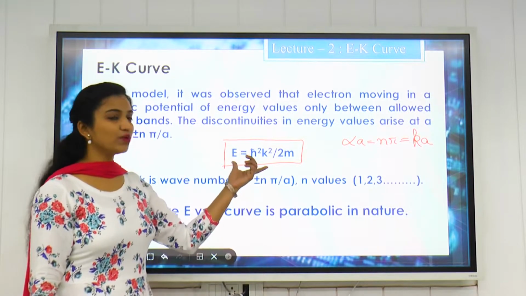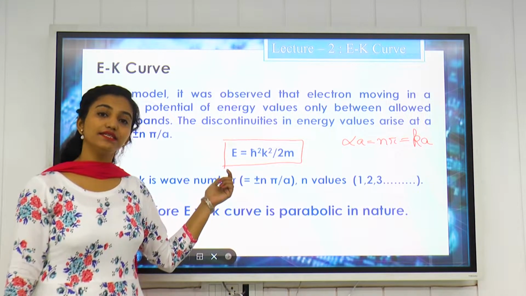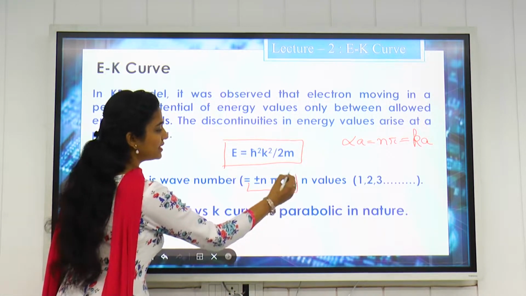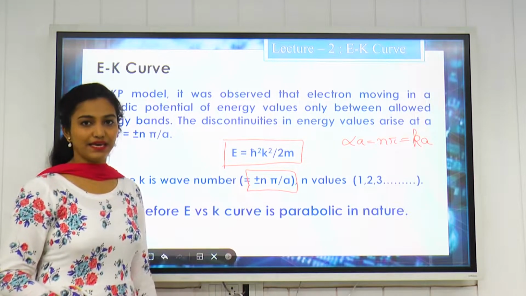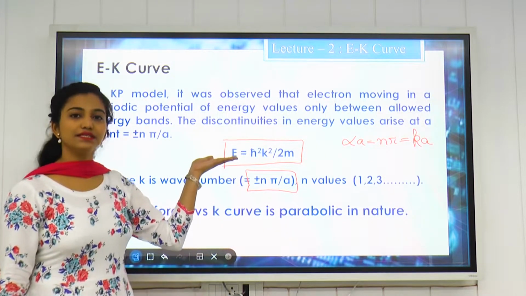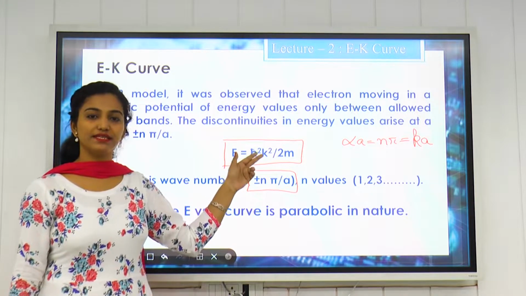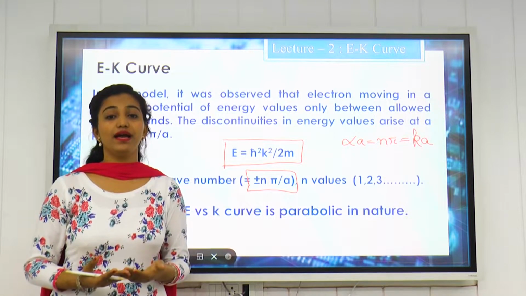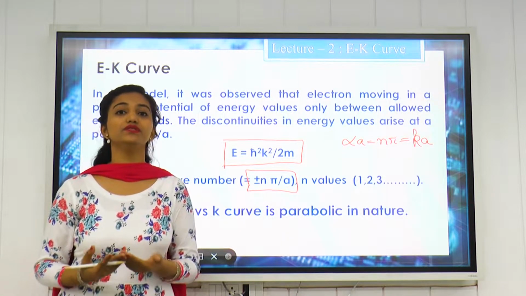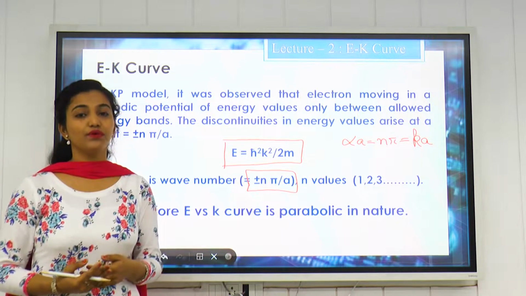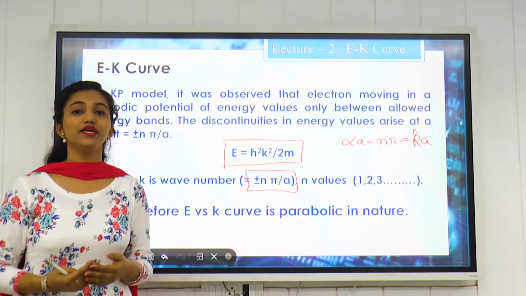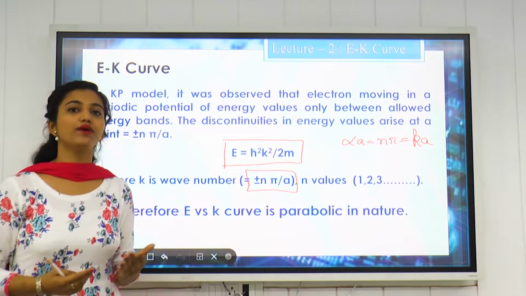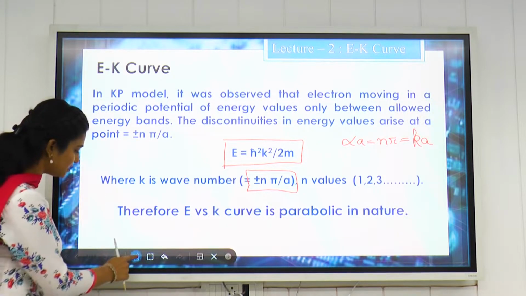Similarly, from this equation, we can say there is a discontinuity in the energy whenever K is equal to plus minus n pi by a. If you look at this expression, E is equal to h bar square K square by 2m, it is representing a parabola. And what is a parabola? It is a continuous curve. So in the continuous curve, we are observing the discontinuity at K is equal to plus minus n pi by a. So let's see how graphically we can express it.